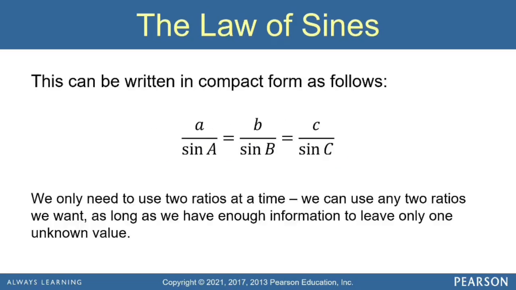So usually we see it written in a more compact form, where we just have A over the sine of angle A equals B over the sine of angle B, and that's also equal to C over the sine of angle C. And since we only need to use two ratios at a time, we can use any two ratios that we want as long as we have enough information to leave only one unknown value. And whatever the other ratio is that we're not using, we just ignore it.